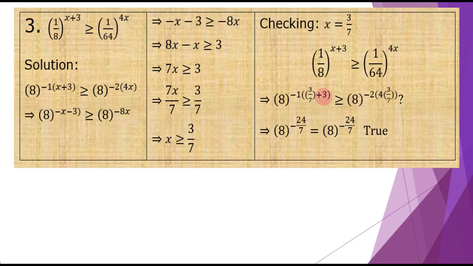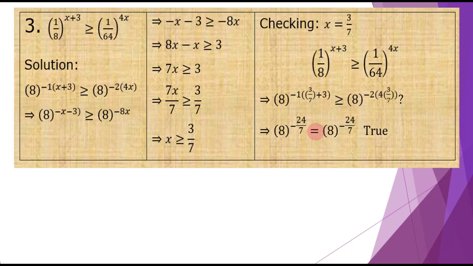Well, how many 7ths in 3? Imagine you have 3 cakes. Then each cake will be sliced into 7 parts. So how many slices are there? How many slices of 7 in the 3 cakes? So 3 times 7 is 21. So we have 3 equals 21 over 7. Plus 3 sevenths, we have 24 over 7 times negative 1. We have negative 24 over 7.